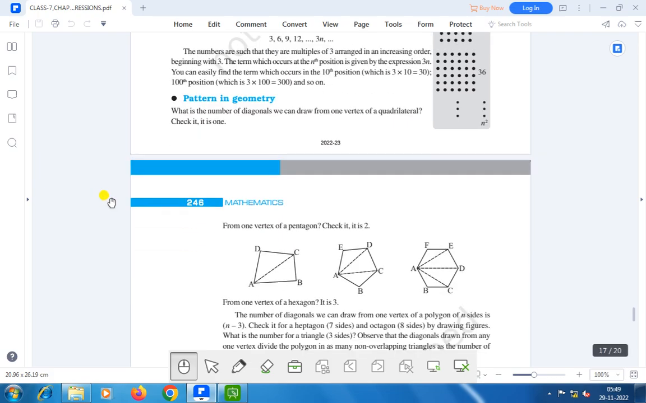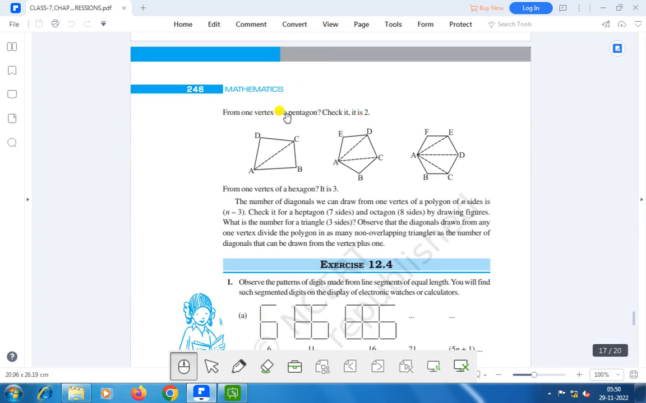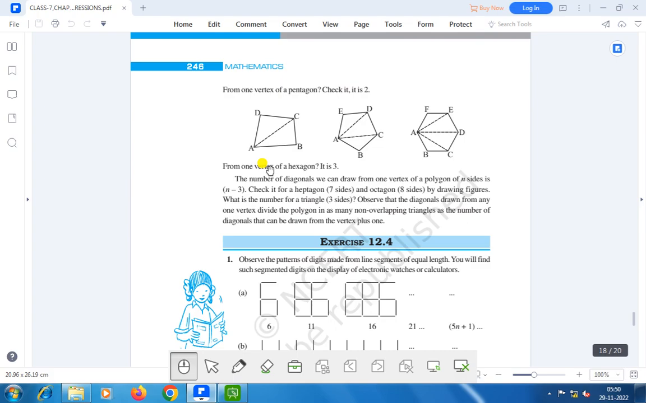Patterns in geometry you can also find. What is the number of diagonals we can draw from one vertex of a quadrilateral? Check it. It is 1. From one vertex of a pentagon, check, it is 2. Right? From one vertex of a hexagon, it is 3. The number of diagonals we can draw from one vertex of a polygon of n sides is n minus 3. Check it for a heptagon with 7 sides and an octagon with 8 sides by drawing figures.